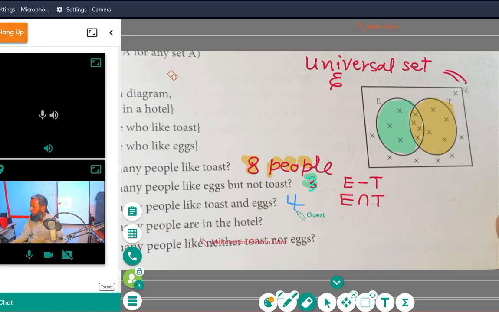How many people are in the hotel? Total people in the hotel. Can you count? 1, 2, 3, 4, 5, 6, 7, 8, 9, 11, 12, 13, 18 people. 18 people. Okay, right. Good, great. You are genius.